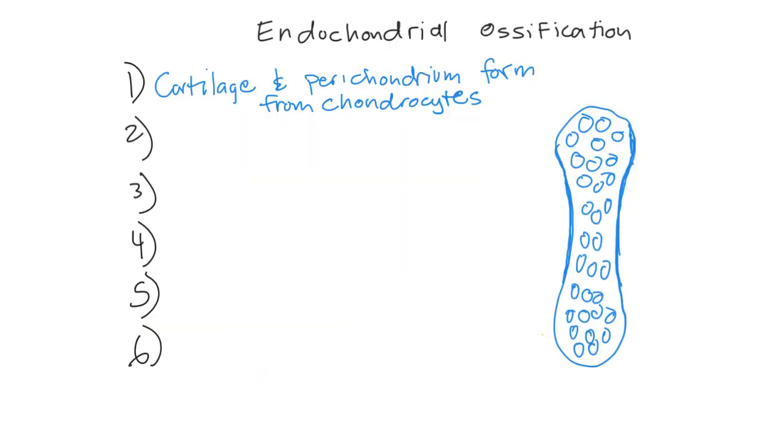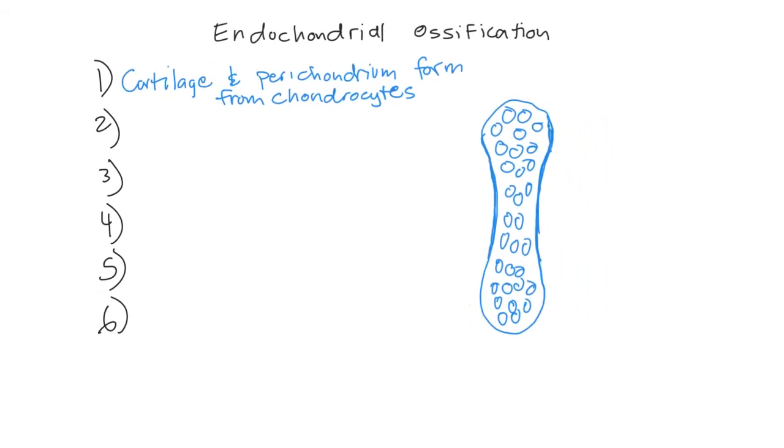Other bone types form from endochondral ossification: long bones and short bones. That's a good question. I can't remember, but I think it is the other one. It's in your notes.